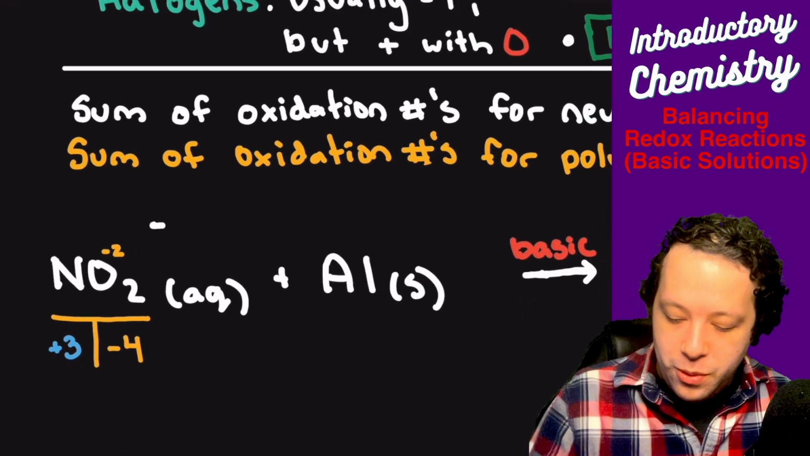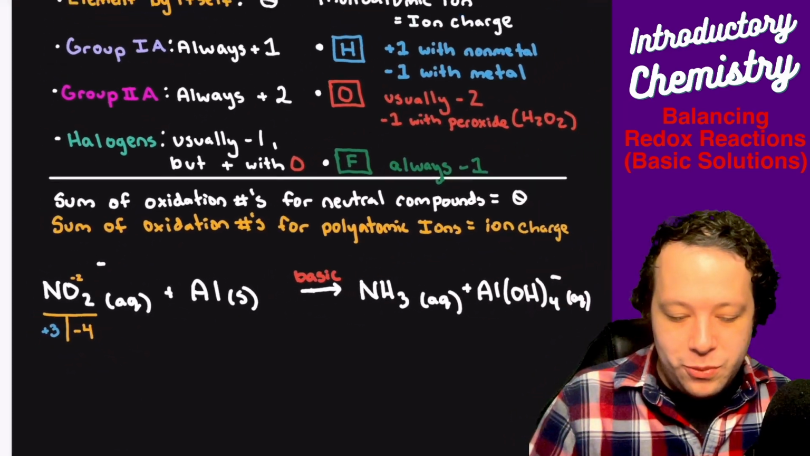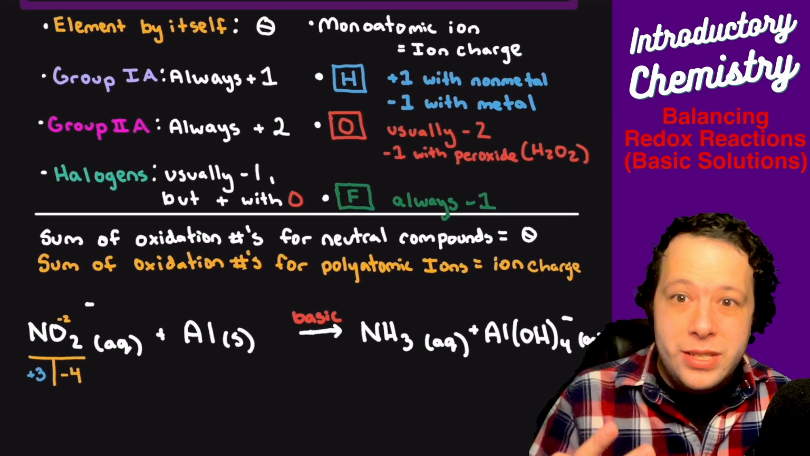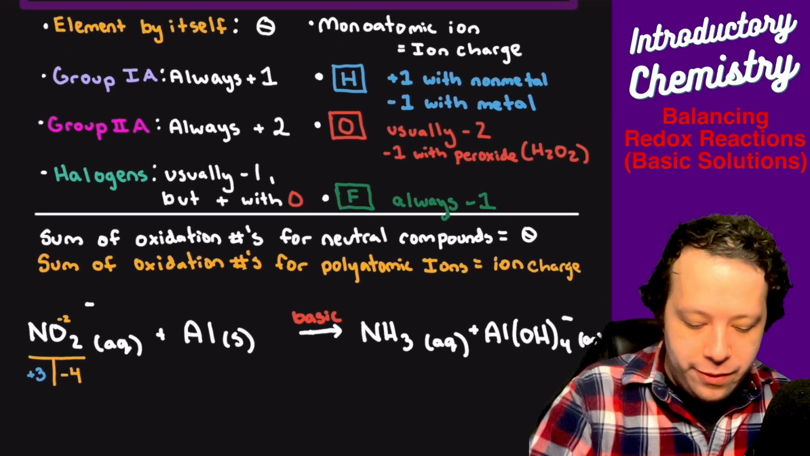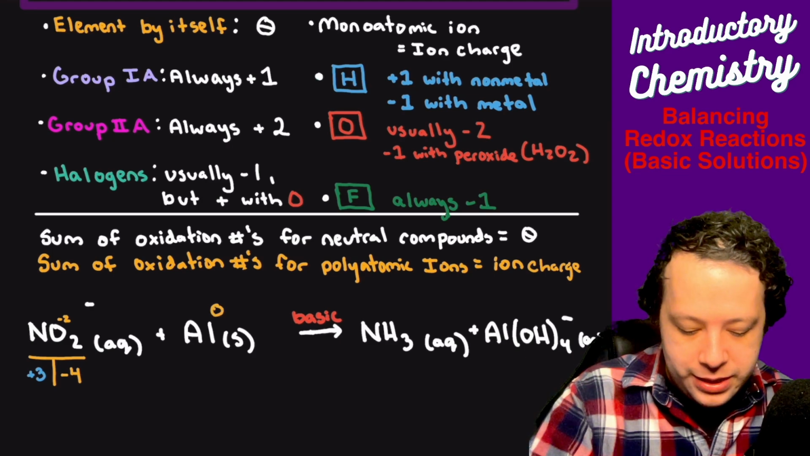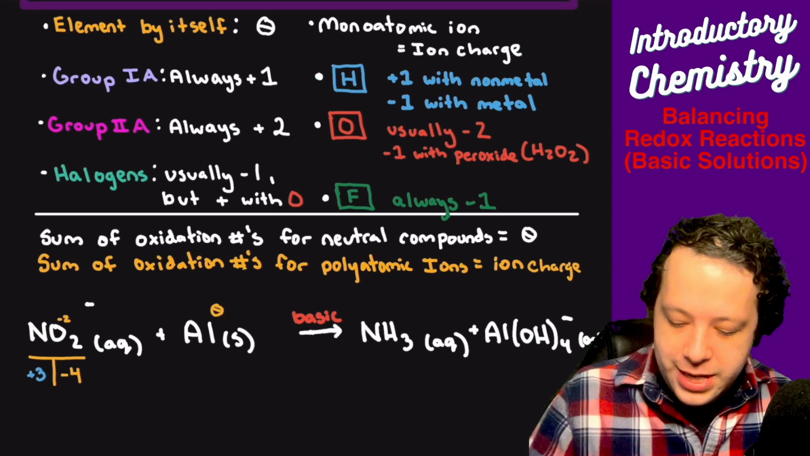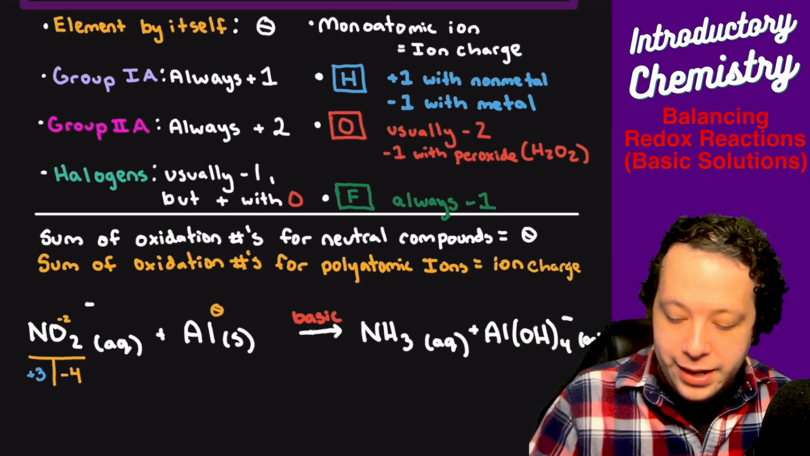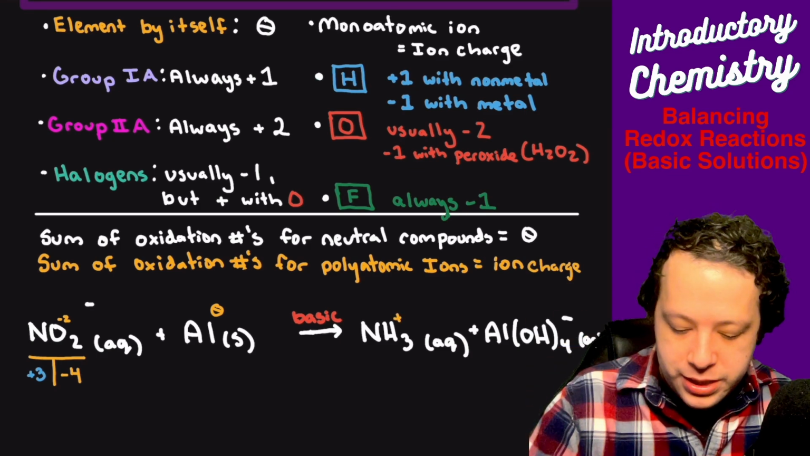Now we'll move over to our aluminum. With that one, it's one of those elements that's completely by itself, so it's in its natural form. Whenever we have something by itself, that means it's going to be a 0. Now we'll move over to the next one, and we can see that whenever hydrogen is bound to a non-metal, it's going to have a +1.